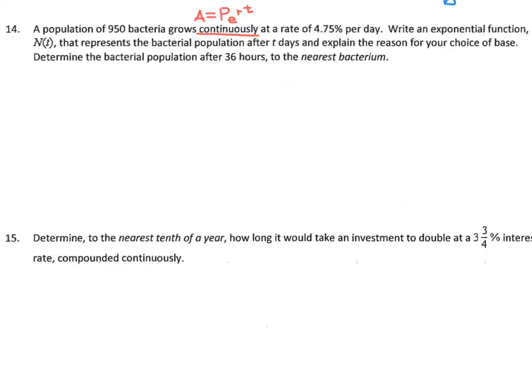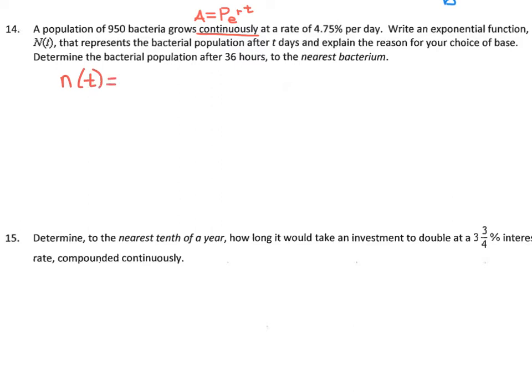Okay, number 14, they give us some information, right? We have 950 bacteria growing continuously at a rate of 4.75% per day. Now, when we see this word continuously, that's telling us we're going to use the compound continuous formula, A-P-E-R-T. A equals P times e to the rt power. So the first thing we want to do is write an exponential function, N of t. So in place of A here, we're going to have N of t.